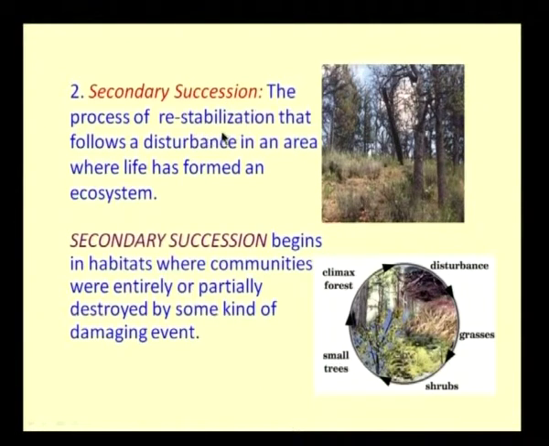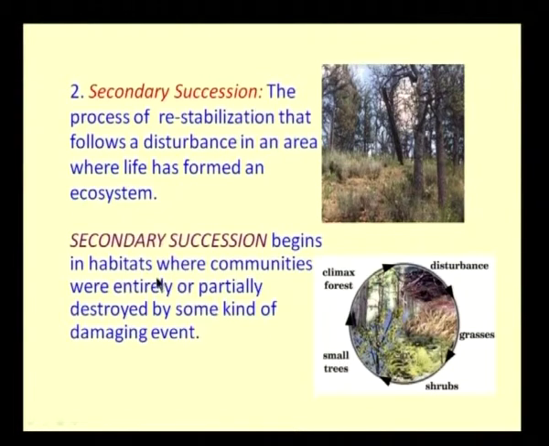This is the process of restabilization that follows a disturbance in an area where life has formed an ecosystem. So, here what exactly happens is you have a natural system in place, but due to disturbances, it may be either natural or man-made disturbances. These disturbances will create a lot of changes in the existing area or community. After this, some of the species get wiped off, and it tries to come back to the original state. Of course it takes a long period of time, but it will be much less than the time period of primary succession.